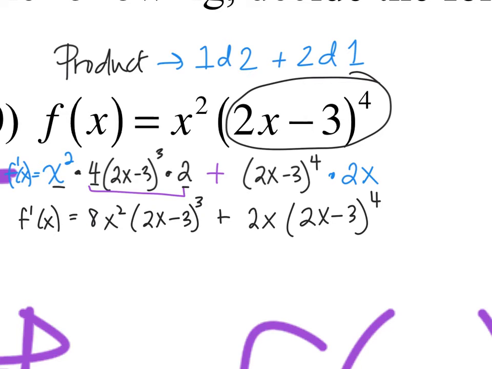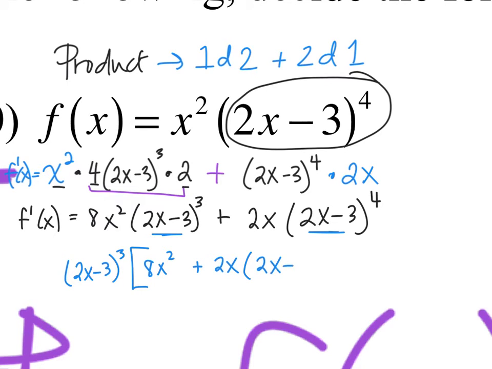All right. So that looks somewhat acceptable, but it looks like we can take out a 2x minus 3 here. So we take out a 2x minus 3 to the third. That leaves us with 8x squared plus 2x multiplied by 2x minus 3. Since this one was raised to the fourth power and we took 3 of them out, we only have 1 left over, and this one is just gone. Now we just need to clean up this parentheses.